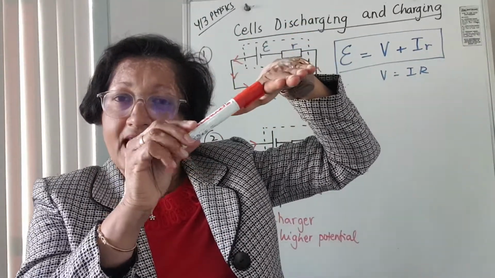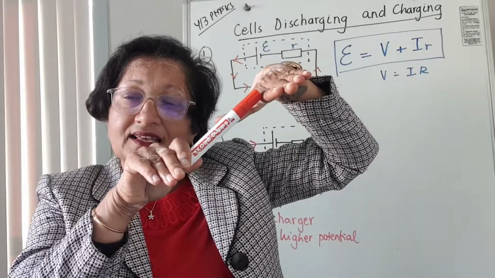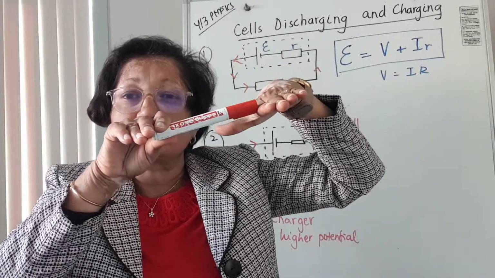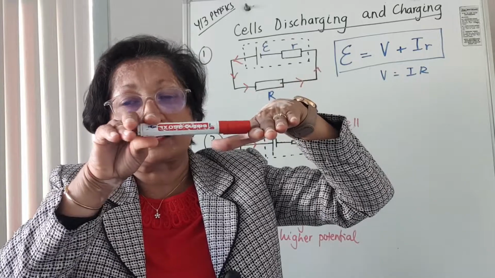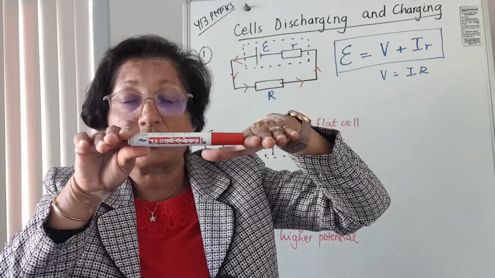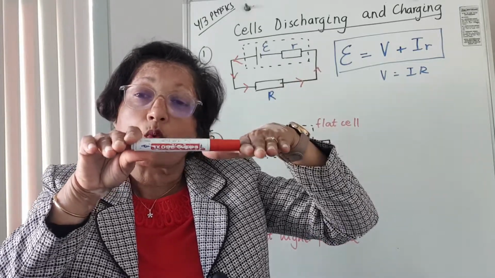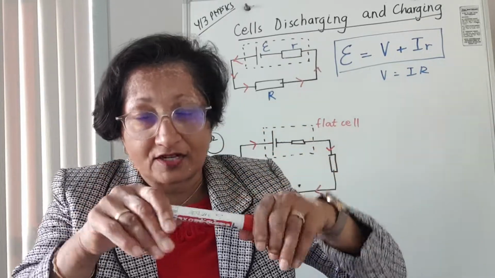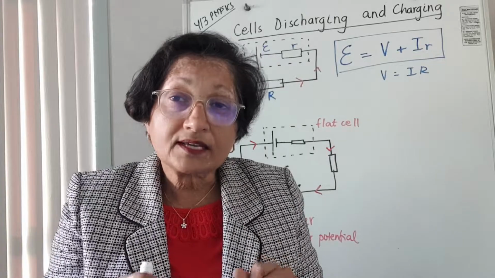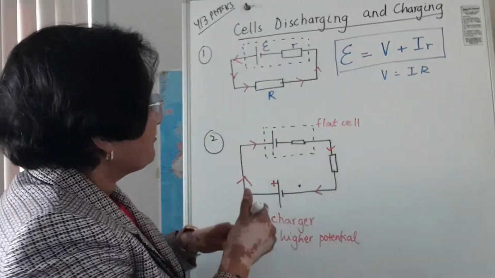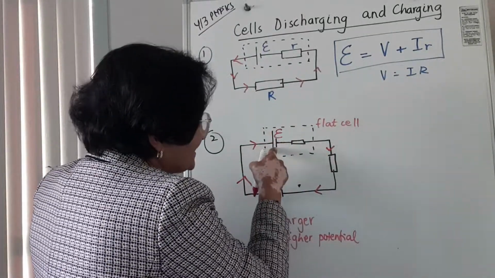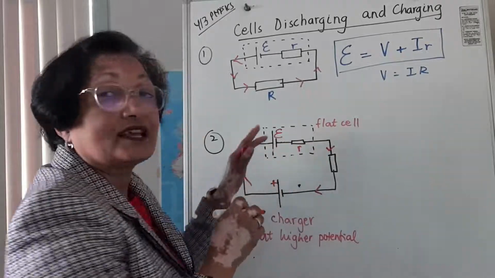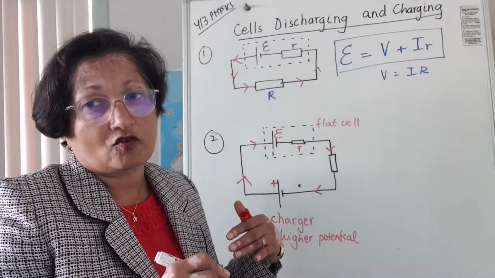Initially the current is going to be very high because there's a lot of potential difference between the good cell and the flat cell. As the flat cell gets charged, the potential difference decreases, and the rate of flow of current is going to slow down, and it'll stop once your flat cell is fully charged and there's no more potential difference. This is the only case where the EMF of the flat cell is going to be lower than the terminal voltage.